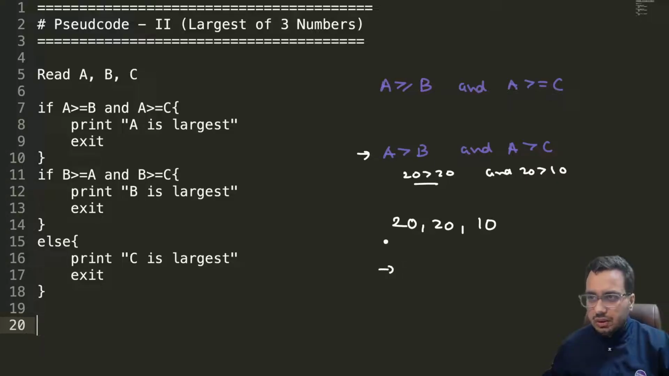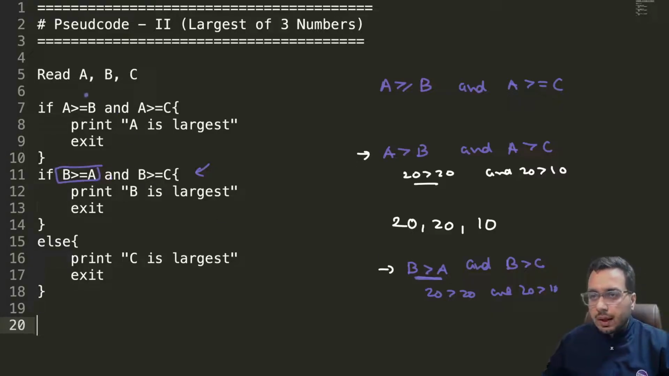Similarly, if you follow the same thing in the next comparison, so you go here and you check if B is greater than A and B is greater than C. So again, this would not be true because 20 is not greater than 20 and 20 is greater than 10. Okay, so this is false. So even if one of these conditions is false, the flow of execution would come here and it would say that C is the largest. So it will give us 10 as our answer if we don't use the symbol greater than or equal to.